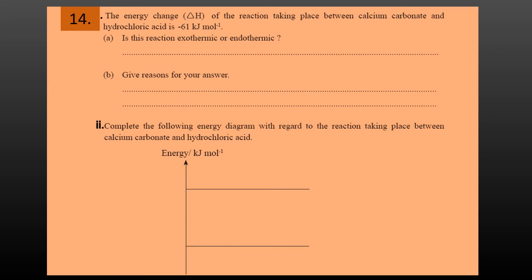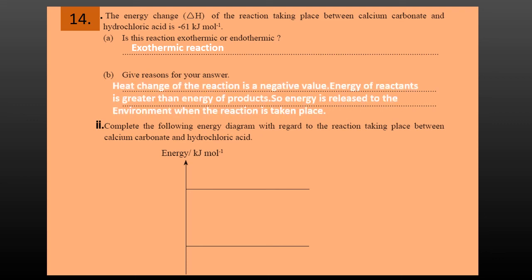Now answer this question. Part 1. The energy change delta H of the reaction taking place between calcium carbonate and hydrochloric acid is minus 61 kilojoules per mole. Part A. Is this reaction exothermic or endothermic? This is an exothermic reaction. Part B. Give reasons for your answer. Heat change of the reaction is a negative value. Energy of reactants is greater than energy of products. So energy is released to the environment when the reaction takes place.